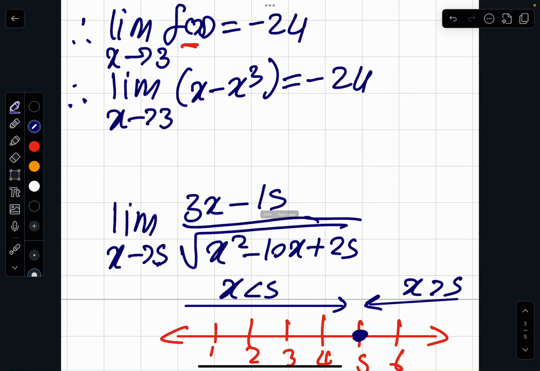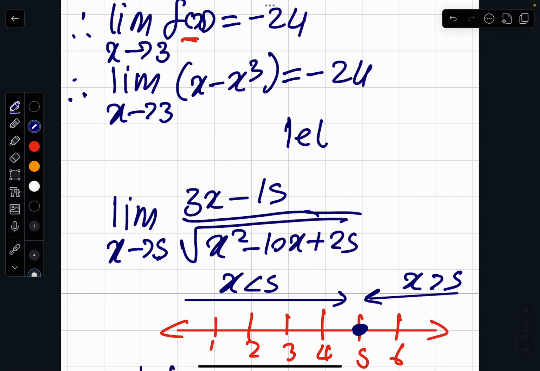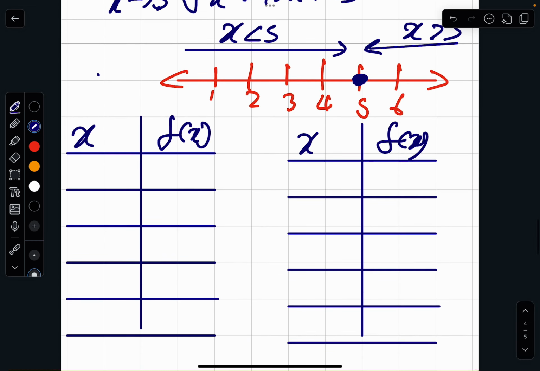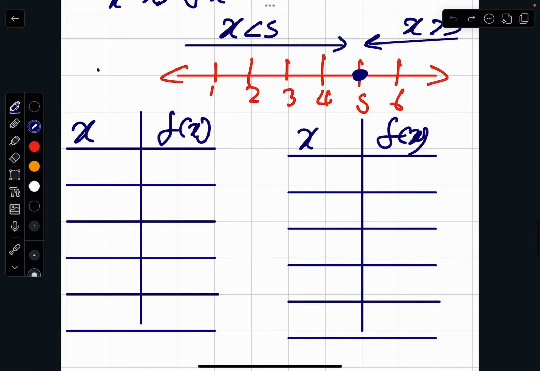You must let f of x equal to that. It's bigger, so we cannot put it this side. Understand? Therefore, we know here we're approaching 3. We're approaching 5 from the left and 5 from the right, meaning the values of x this side are less than 5, and this side are greater than 5.